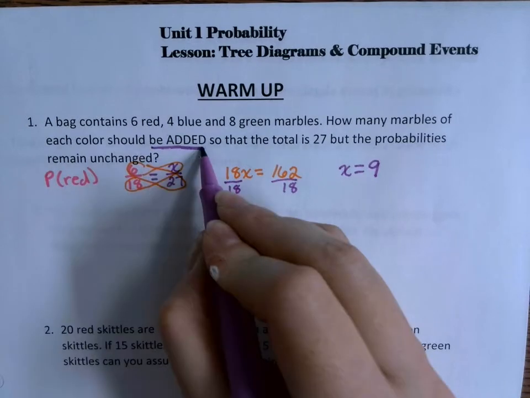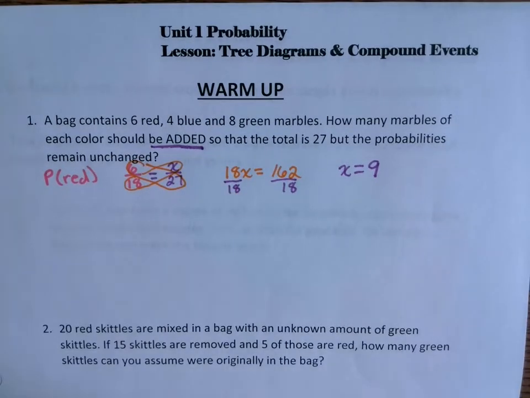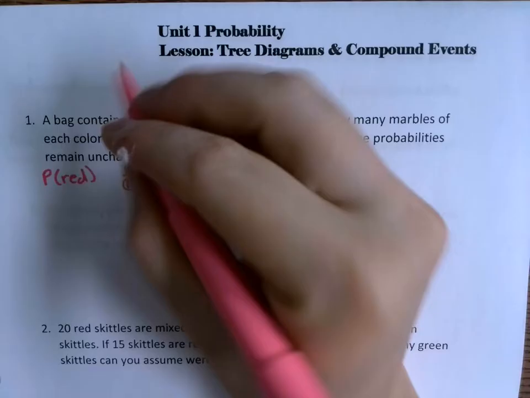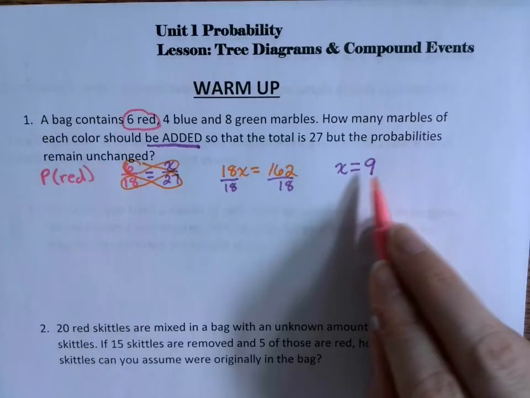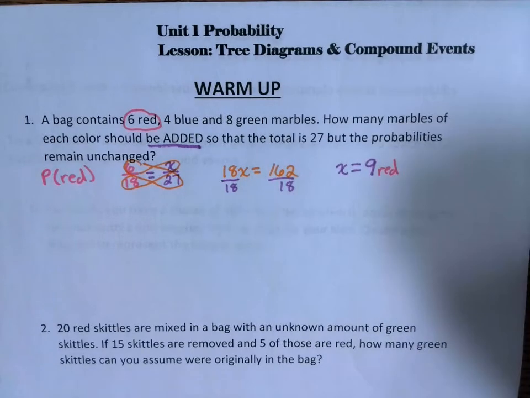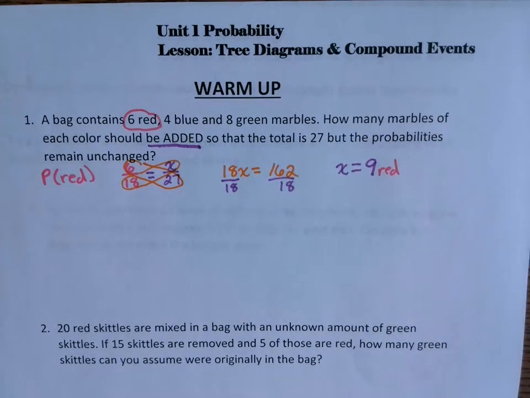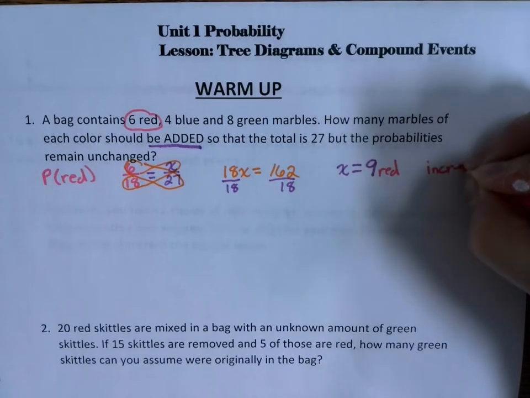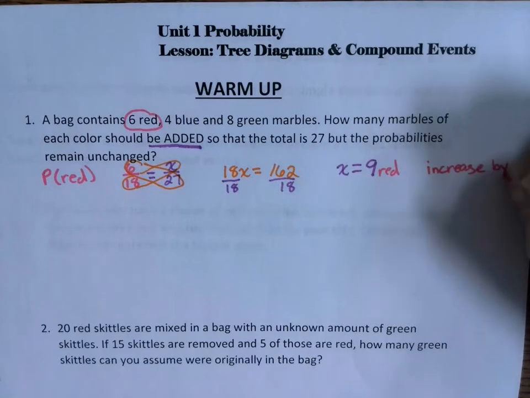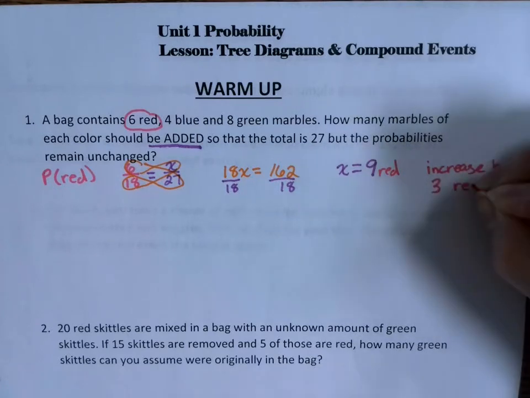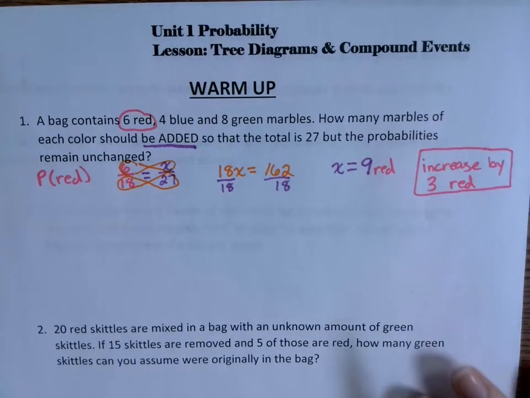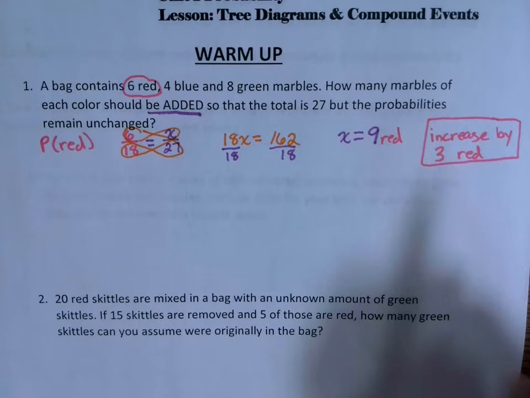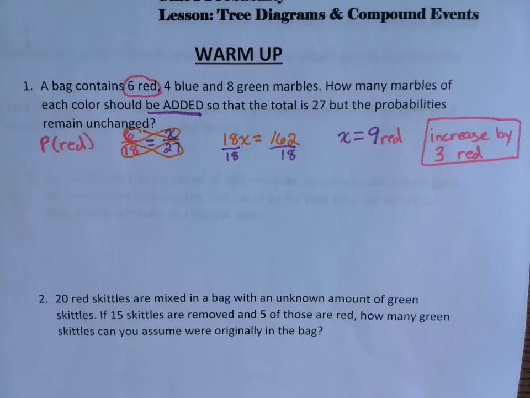So if we started with 6 red, and we're now going to 9 red, how much did we have to add into the bag? 3. So that means we are going to increase by 3 red. This would be our answer, or part of our answer. Not just how many new reds there are going to be, but how much did we increase the bag by? Okay, and then you would do the same thing for the blue and the same thing for the green.